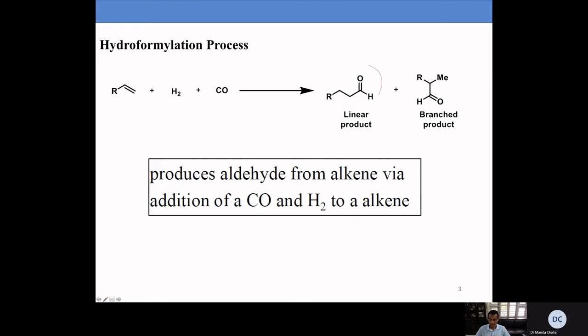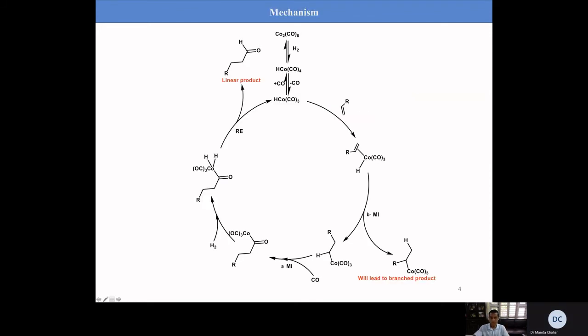So what is adding here? This aldehyde group and a hydrogen over here. Similarly, a formyl group and a hydrogen over here, right? It produces an aldehyde from an alkene via addition of CO and hydrogen to the alkene. So this is the hydroformylation reaction.